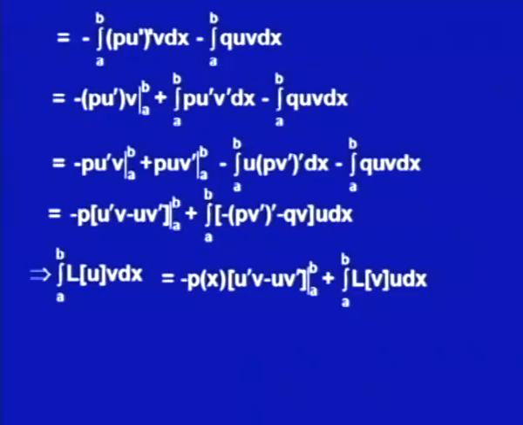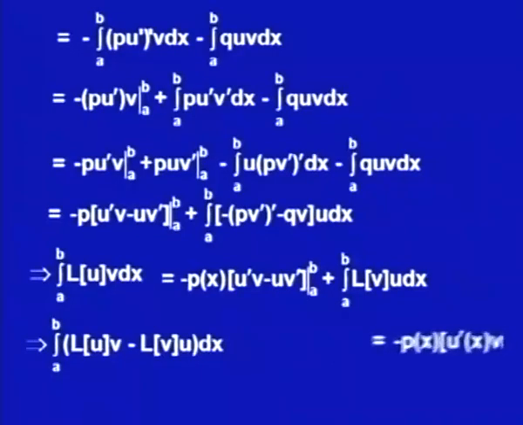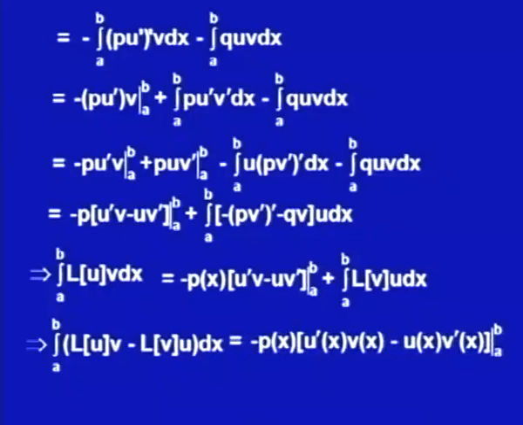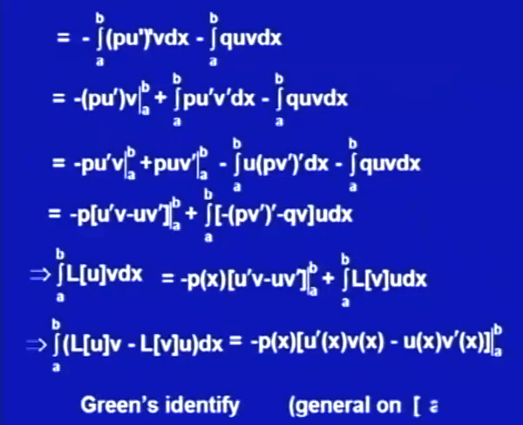This says, if I am taking both operator terms and integrals on one side, this simply says the integral from a to b of (Lu v minus Lv u) dx is the same as minus p(x)(u'(x) v(x) minus u(x) v'(x)) evaluated from a to b.